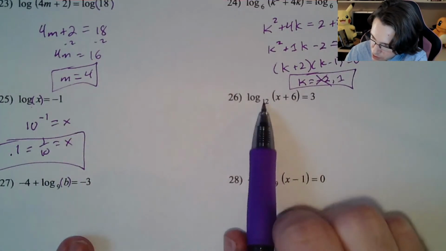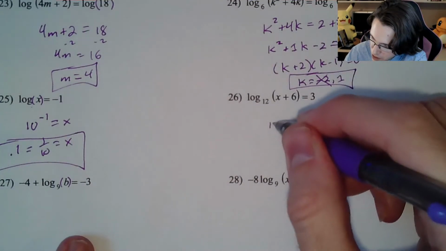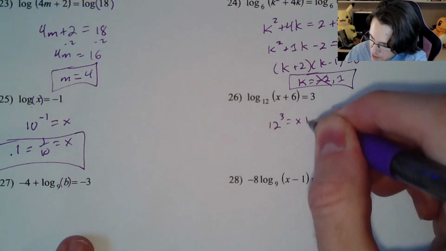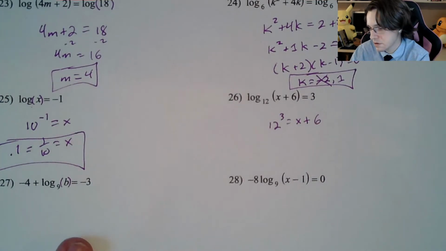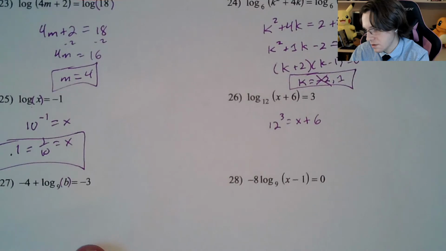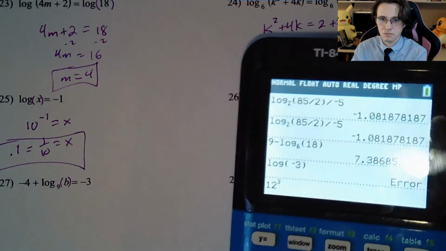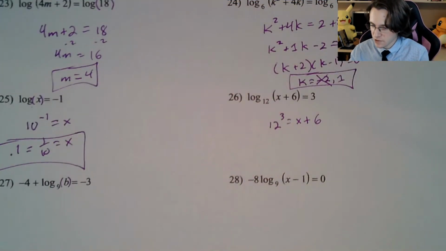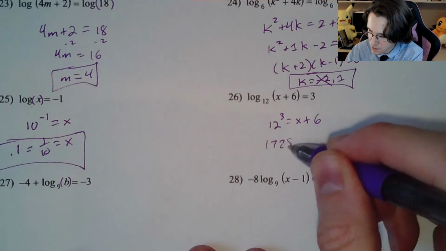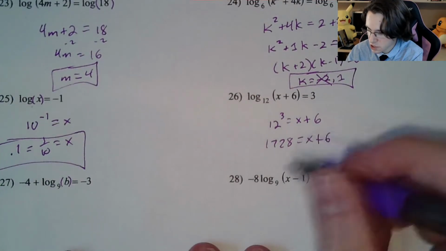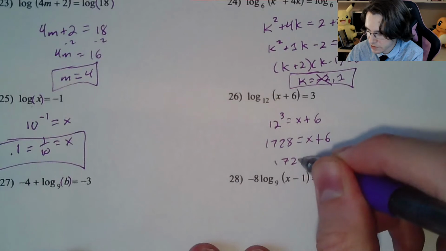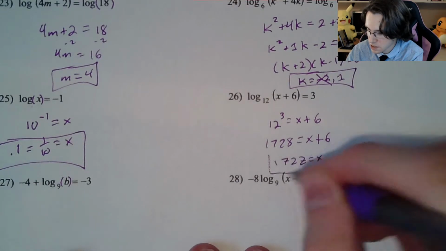The next one, same idea. We're using our log loop. 12 to the third is the inside here. 12 to the third equals x plus 6. I do not have 12 to the third memorized. 144 times 12. Nope, don't have it memorized. I'm just using my calculator, just plugging it in. You get 1,728 is x plus 6. Subtract 6 on both sides. We get 1,722 is equal to x.